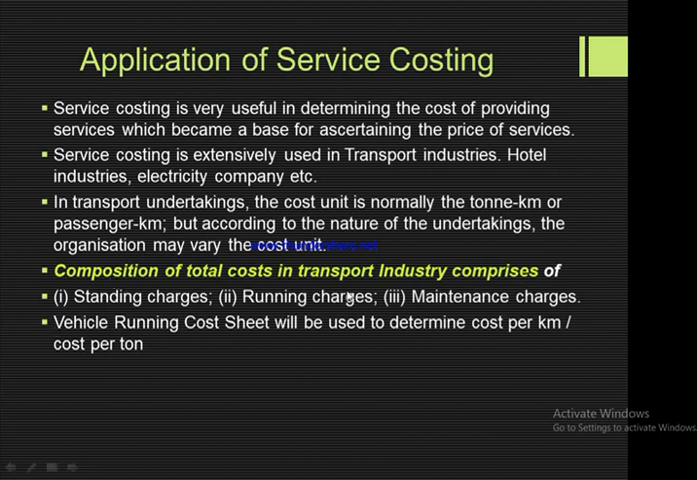The composition of the total cost in this industry is classified into three: the standing charges, the running charges, and the maintenance charges. Standing charges are incurred in case the transport industry doesn't get any orders, because the vehicles still need to incur standing charges. Unless there are orders, or, if it is a passenger industry, unless they get the passengers, they will not be able to move the vehicles.